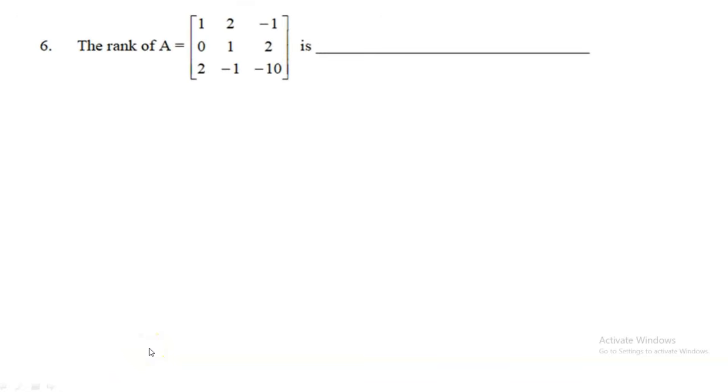Okay, students, now proceeding to the next one. Question number 6. You are asked to find the rank of this matrix. A 3 by 3 matrix is given, so you are supposed to look for the rank of this one. As you studied in the classroom, the rank of a matrix is nothing but the number of non-zero rows in a given matrix. So we're now going to apply echelon form in order to determine the rank of this one.